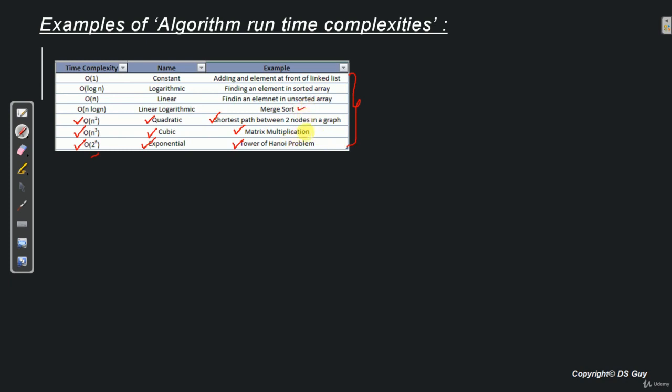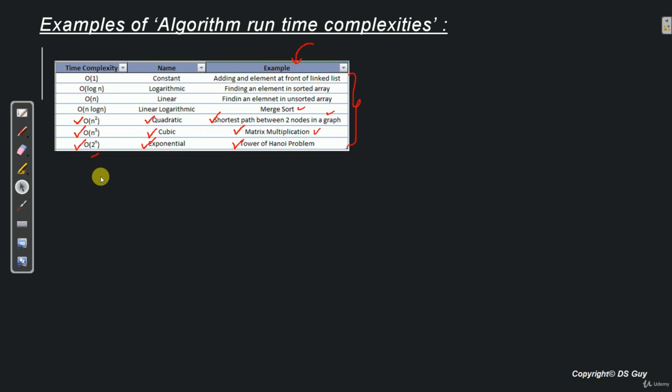Now please don't worry if you don't understand a lot of these examples out here, like what is merge sort, what is matrix multiplication, or what is shortest path in a graph. We are going to talk about all of these things as we progress with the course. So as of now, please just hang on. You need not understand each of the things given here in the examples. As we progress, we will understand each and every one of them.